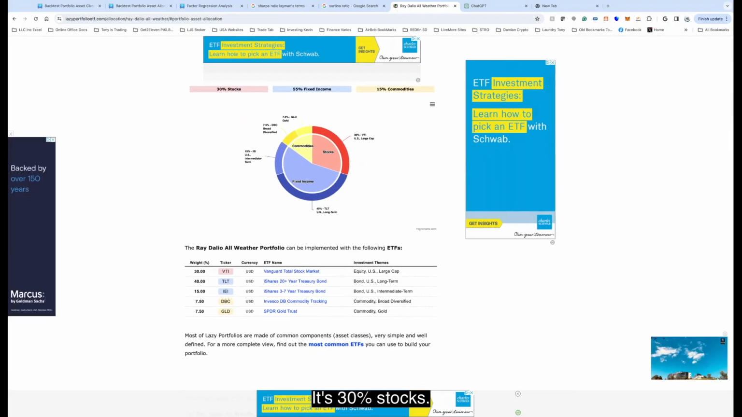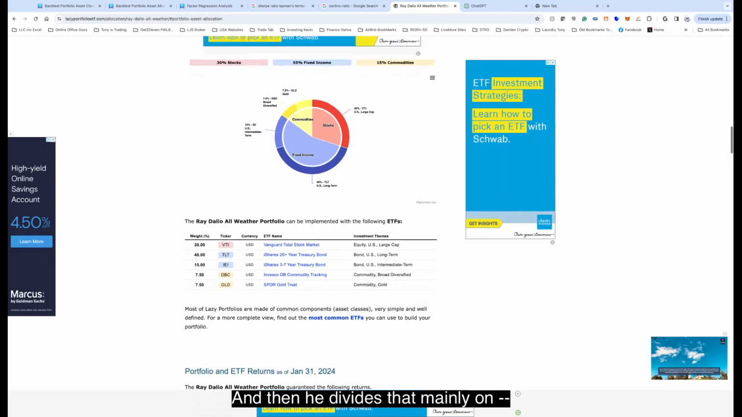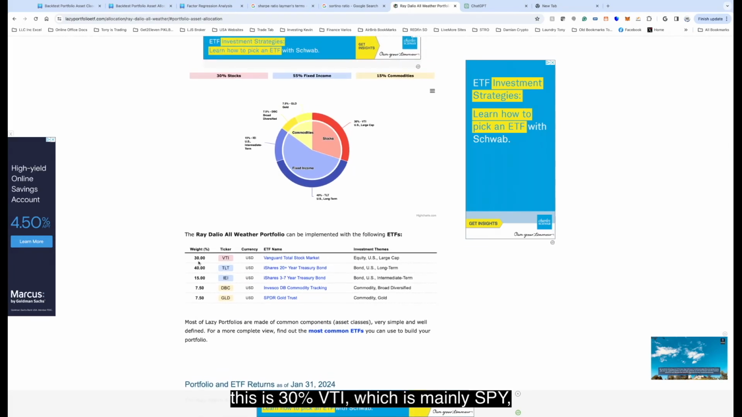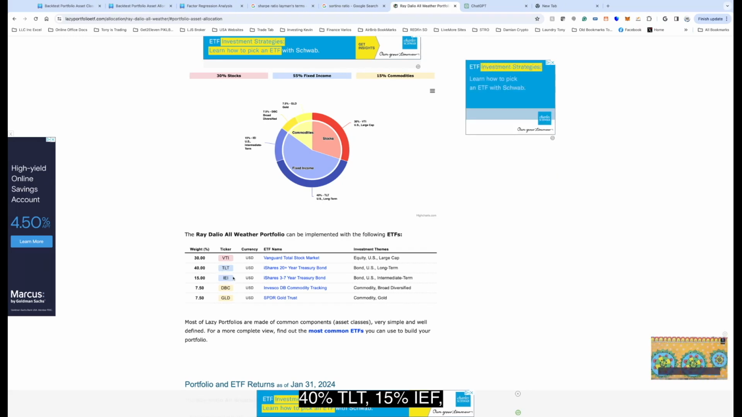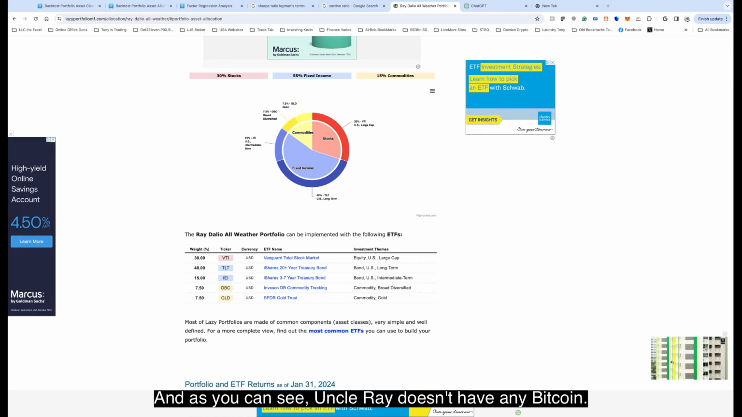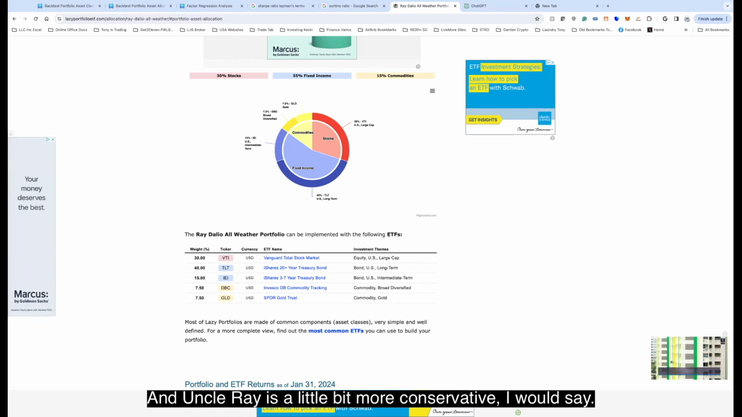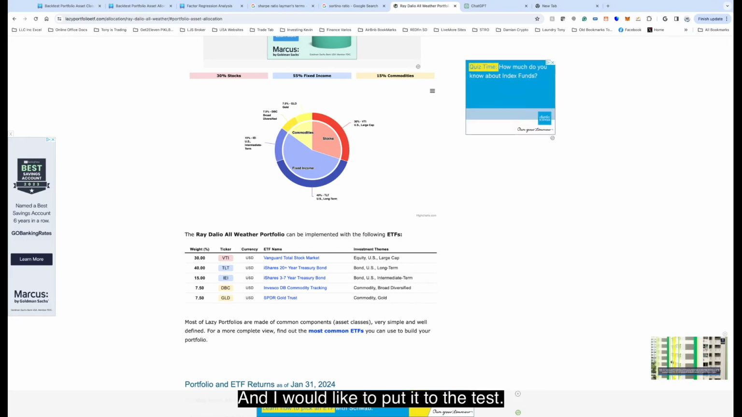It's 30% stocks, 55% fixed income, 15% commodities, and then he divides that mainly as 30% VTI, which is mainly SPY, 40% TLT, 15% IEF, and 7.5% each of commodities and gold. And as you can see, Uncle Ray doesn't have any Bitcoin, and Uncle Ray is a little bit more conservative, I would say. But he says this would be the best portfolio for all types of markets: bull markets, bear markets, flat markets. That's why it's called the all-weather portfolio. And I would like to put it to the test.